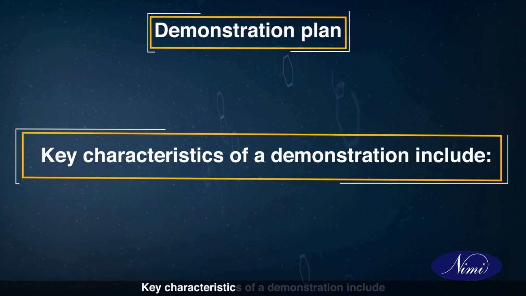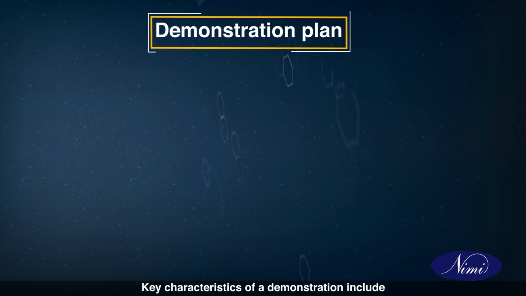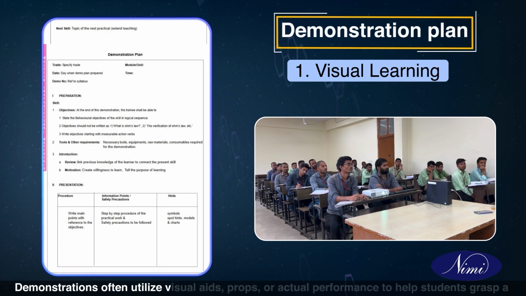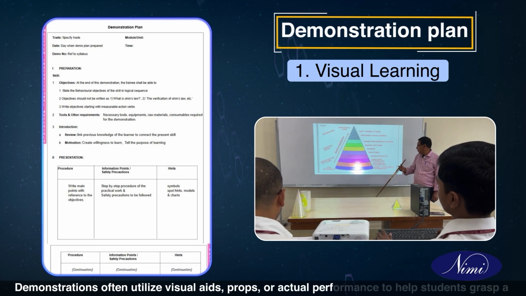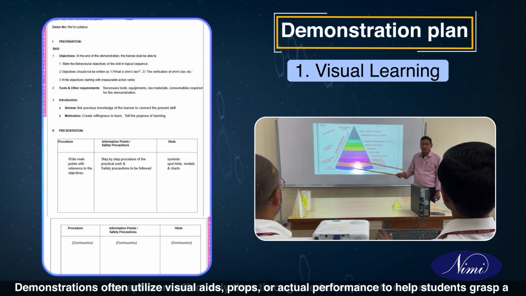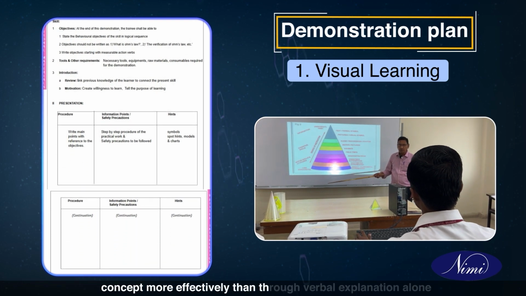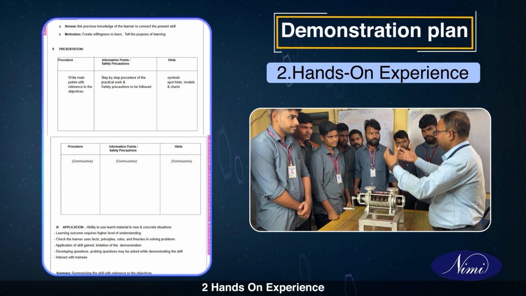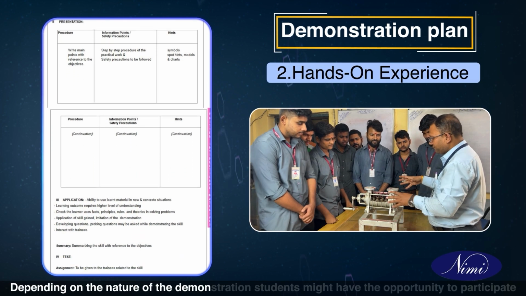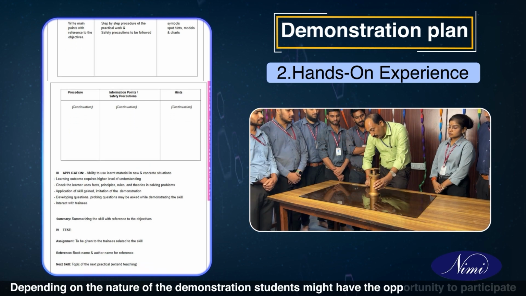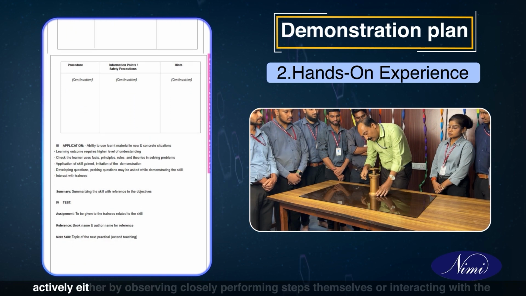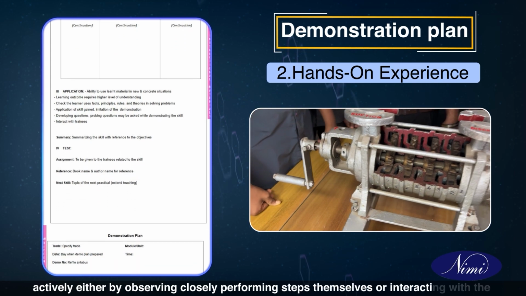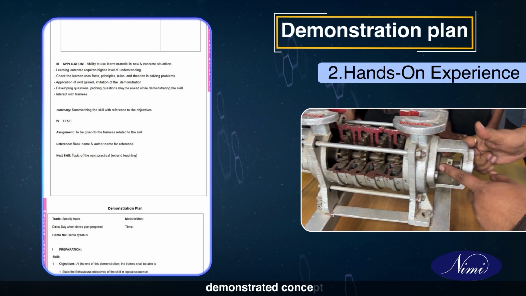Key characteristics of a demonstration include: 1. Visual learning. Demonstrations often utilize visual aids, props, or actual performance to help students grasp a concept more effectively than through verbal explanation alone. 2. Hands-on experience. Depending on the nature of the demonstration, students might have the opportunity to participate actively, either by observing closely, performing steps themselves, or interacting with the demonstrated concept.